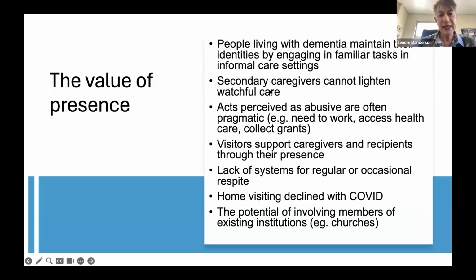Secondary caregivers cannot lighten a watchful care. So our original theory of having multiple people supporting a primary caregiver and somehow lightening their load was partly an illusion, although some things were really important, and that included visiting, and the presence of others was itself a powerful way of lightening load. I've noted already that acts are sometimes perceived as abusive, but they're often pragmatic.